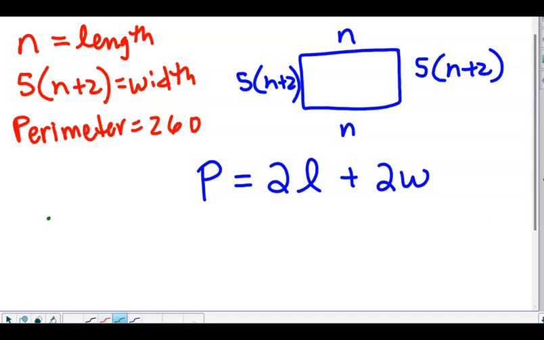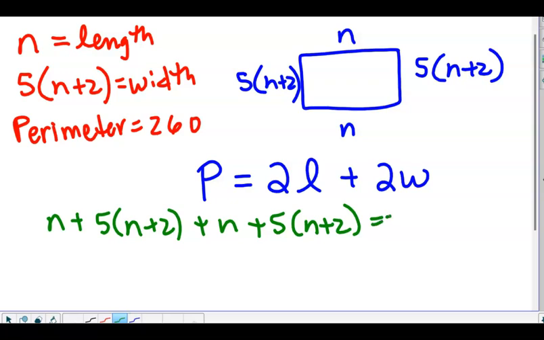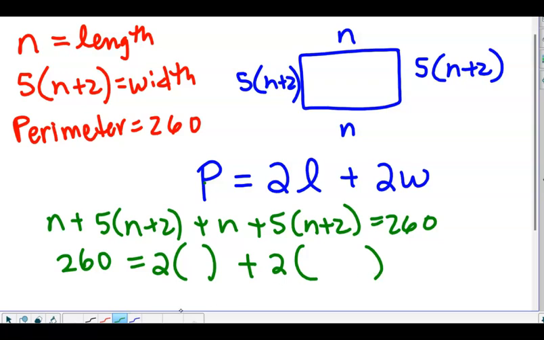So the long way would be add up side number 1 with side number 2 plus side number 3 plus side number 4. This would be correct. This would be one way to set it up. And the other way to set it up would be to fill in the number for perimeter, which is 260, and then instead of writing both of the lengths out, you put a 2 in front of how much the length is, and you put a 2 in front of how much the width is. And the length is n, and the width is 5 times n plus 2. So either one of these green sentences would be correct.